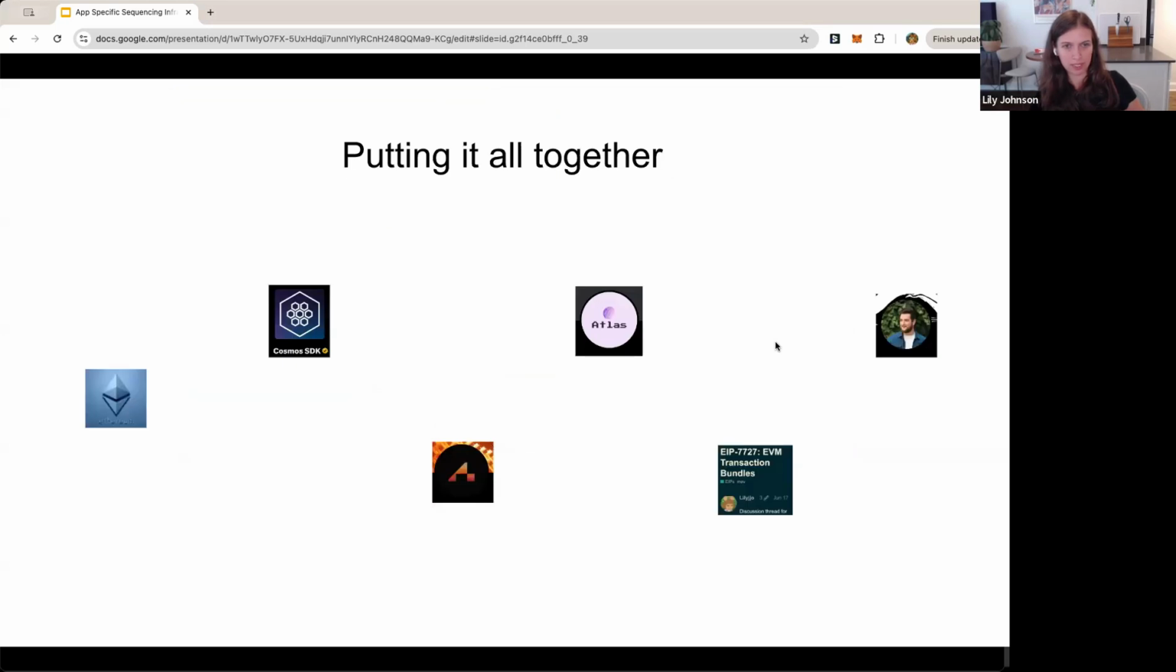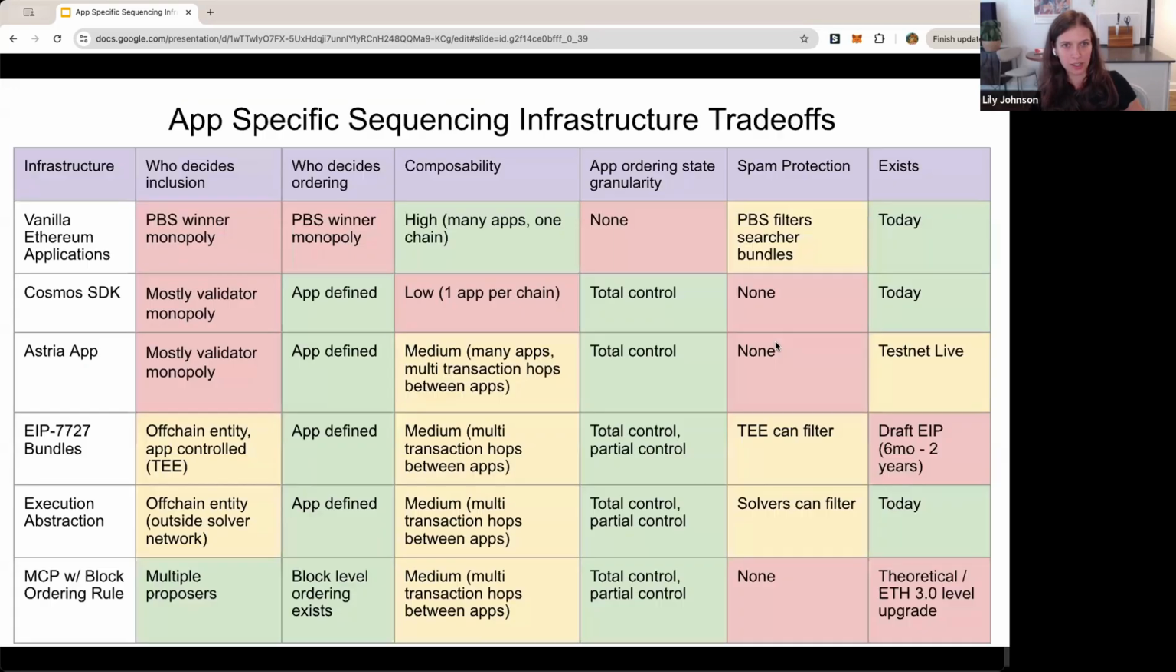So we looked at 6 different architectures, and when we look at them all together, as you can see, nothing's fully green. This space still needs more thought put into it. We're doing our best. I love that we have options today. You could use Astria on testnet. You can build your own app chain today. You could do execution abstraction today. So there are ways for application developers today to use application-specific sequencing with the known trade-offs.